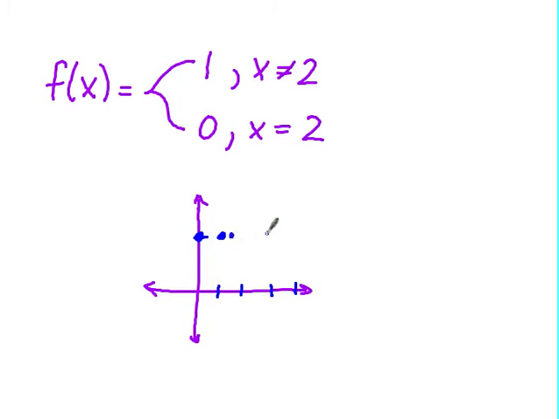At 3, you also get 1. So basically, how I write this is, I go to the number 2 and put an open circle, and it's going to equal 1 everywhere else but there. What happens at 2? What does this tell me? 0. So where would 0 be? On the line.